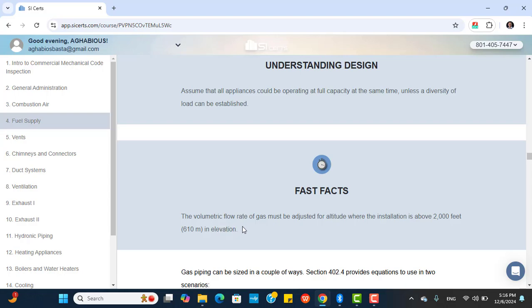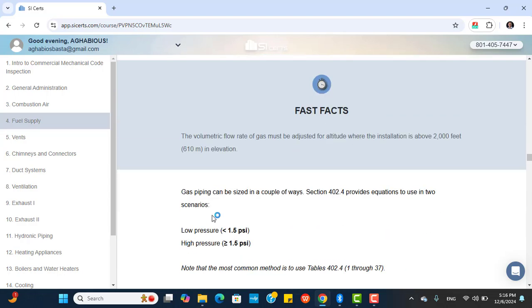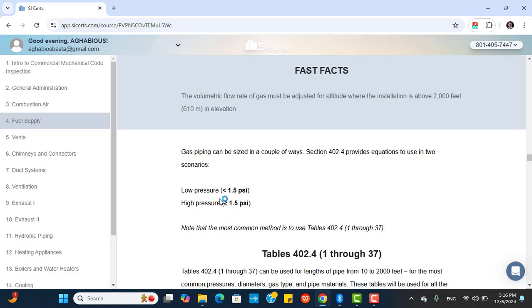Facts. The volumetric flow rate of gas must be adjusted for altitude where the installation is above 2000 feet, 610 meters in elevation. Gas piping can be sized in a couple of ways. Section 402.4 provides equations to use in each scenario. Low pressure is less than 1.5 psi, high pressure is greater than or equal to 1.5 psi.